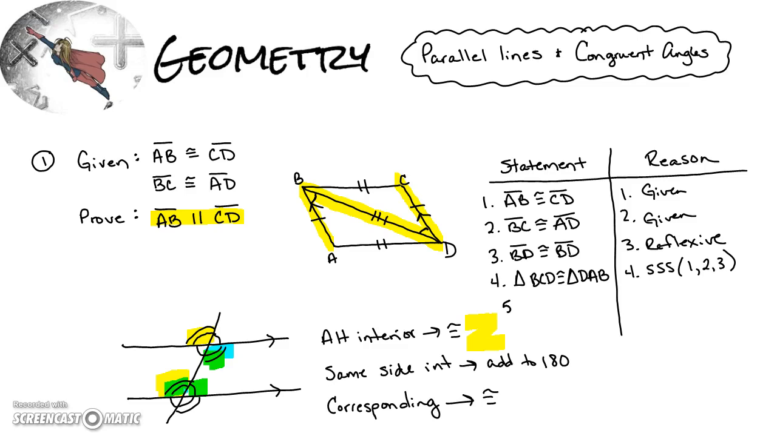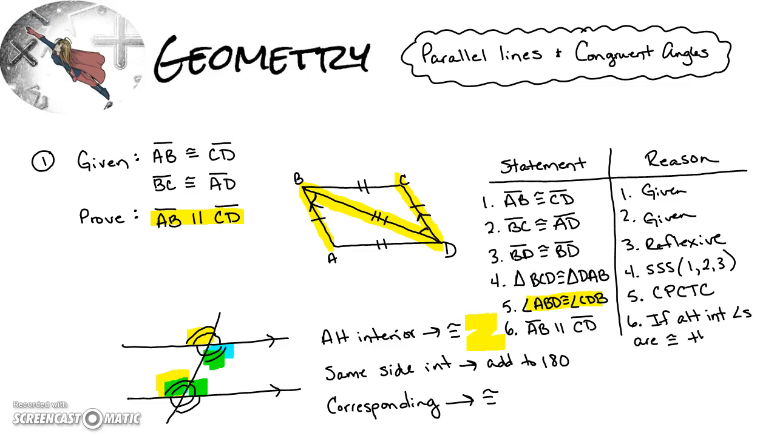So now I'm going to say that angle ABD is congruent to angle CDB. And that's just because the triangles are congruent. So that's by CPCTC. And then in my final step, I can say the proof statement that AB is parallel to CD. And that's because those angles that I just mentioned in step 5, these ones here, those are the alternate interior angles. So I can say if alternate interior angles are congruent, then lines are parallel. And that's the end of that proof.